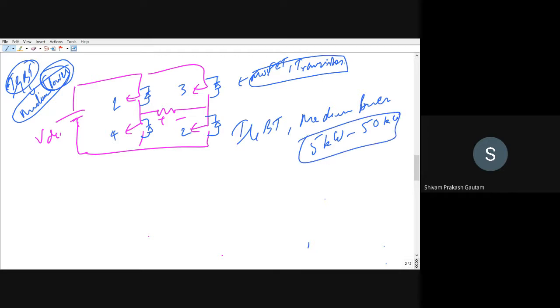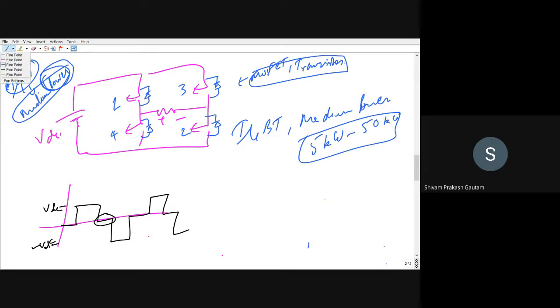Okay, so when you see this topology, how will 3 levels look like? This is how 3 levels will look like. Here an introduction of 0 level is also there if you pay attention. So this is plus VDC, this is minus VDC, and this is 0 level as well. So this is first level, this is second level, and this is our third level. Therefore we are calling it a 3 level.